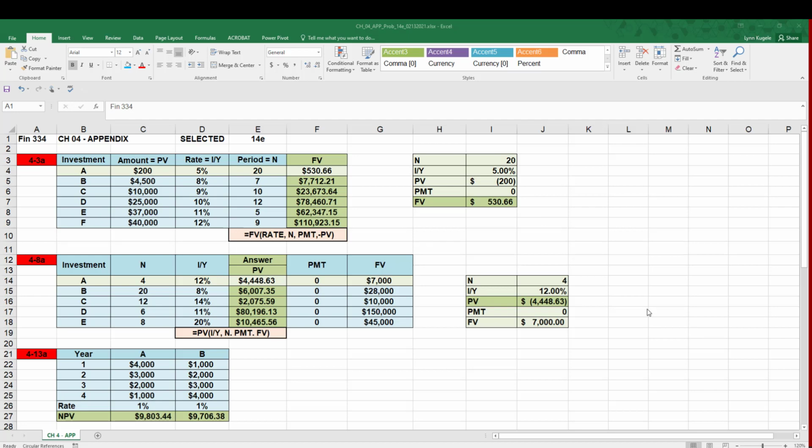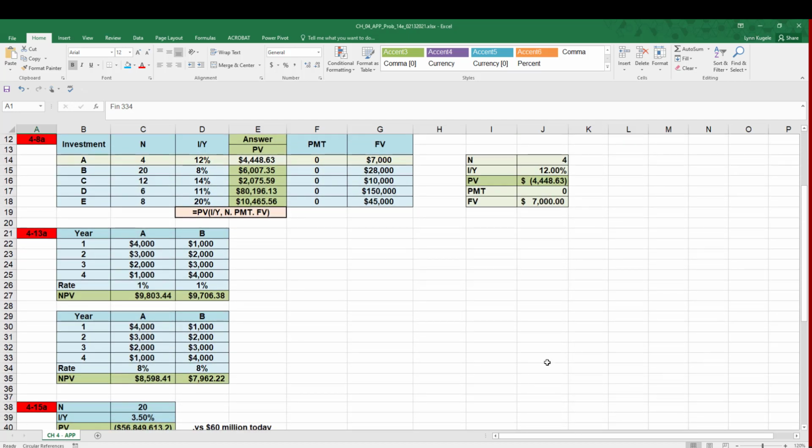Number 8 says, the following table lists the lump sum payout, the timing of that payout, and the discount rate associated with 5 different investments. What's the present value of each investment? Same setup. You're given N, I/Y, the payment, and the future value. You compute present value, and here's the first one set up so you see the pattern. Again, practice for you.